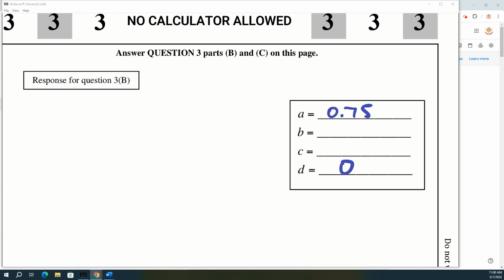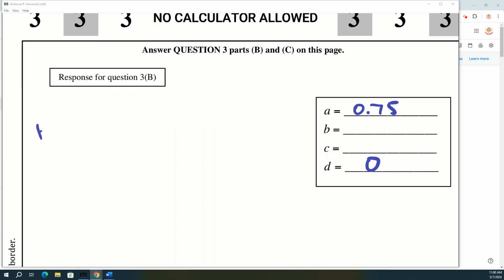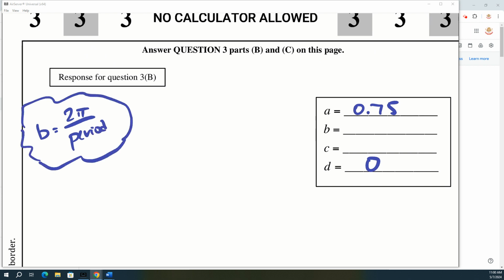Do you all remember how to find B? 2 pi over the period. Very good. That's just a note for you. You don't have to write that out on your test if you don't want to. But we already said earlier that the period is 2. So we're doing 2 pi over 2, which is just going to be pi.